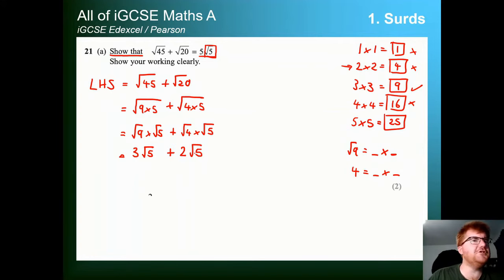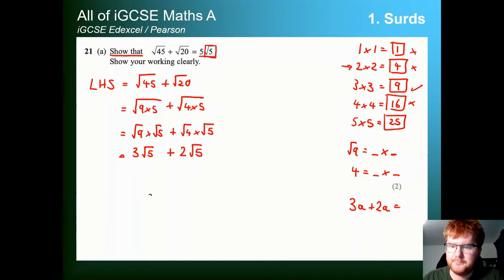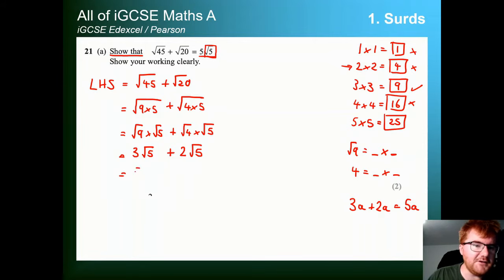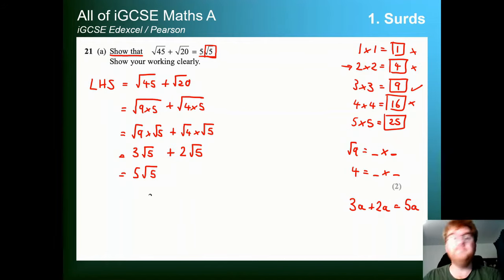And this is where some students get a little bit confused. They think, oh, what do I do from here? Well, think of this question like this. If it was 3a plus 2a, that's equal to 5a. 3 apples plus 2 apples is 5 apples. This now works in exactly the same way. So 3 root 5 plus 2 root 5 gives you 5 root 5. 3a plus 2a is 5a. 3 root 5 plus 2 lots of root 5 is 5 root 5. And notice we've now got the right-hand side which we're looking for.